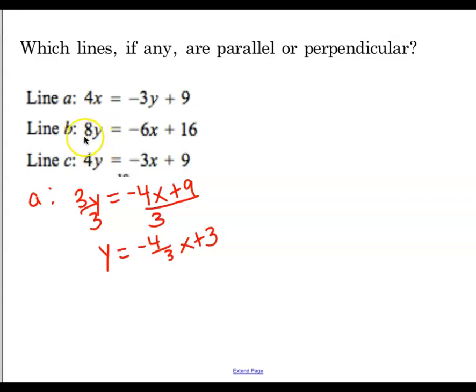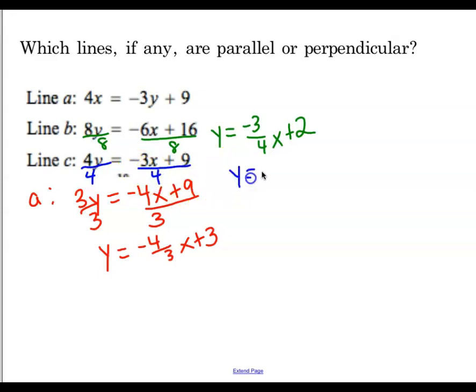When I go to B, I am going to want to divide by 8 to both sides. So I get y equals negative 3/4 x plus 2. And then the last one, same thing. I want to get it in slope-intercept form. So I divide by 4, and I get y equals negative 3/4 x plus 9/4. So now we need to look, and right away you should see parallel because that is the same slope.